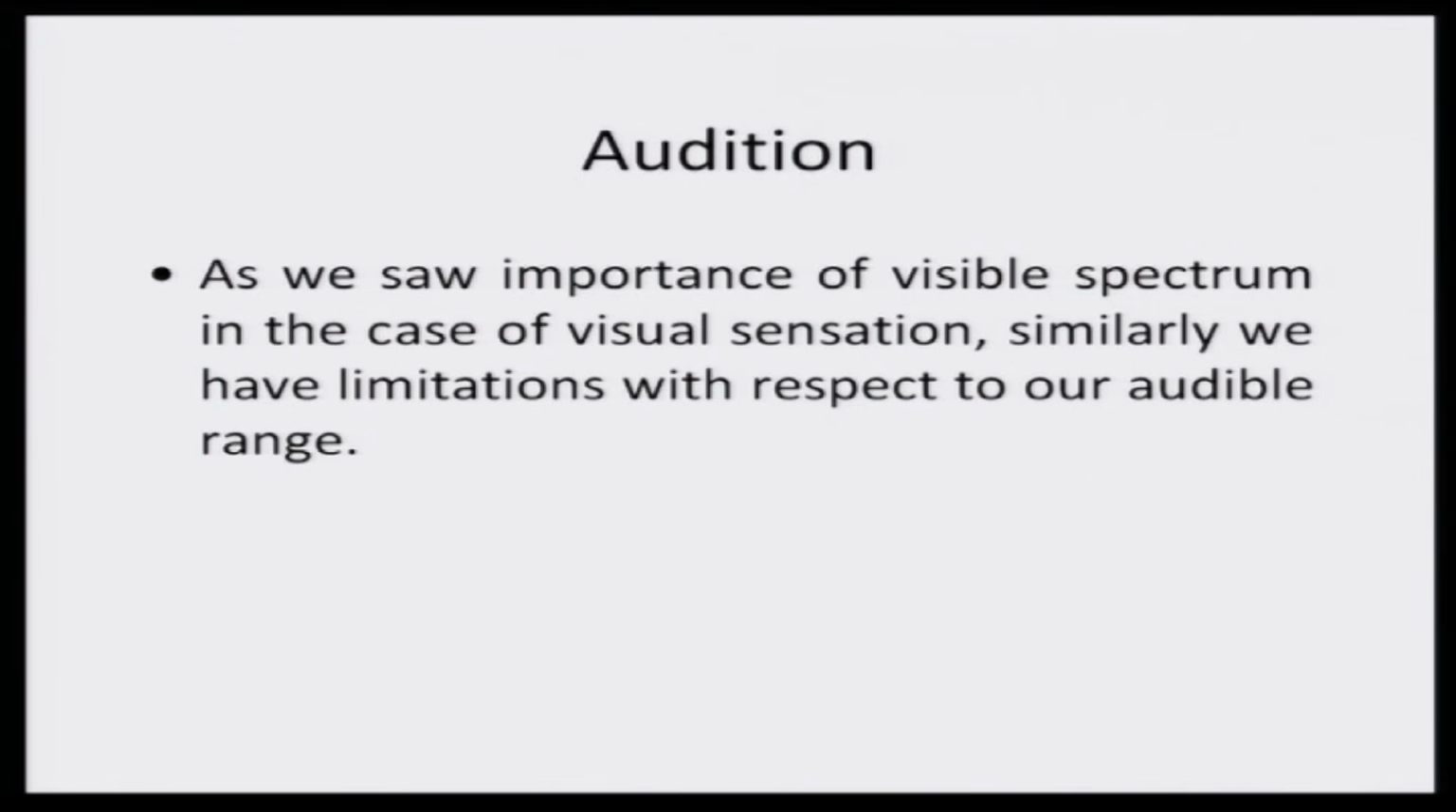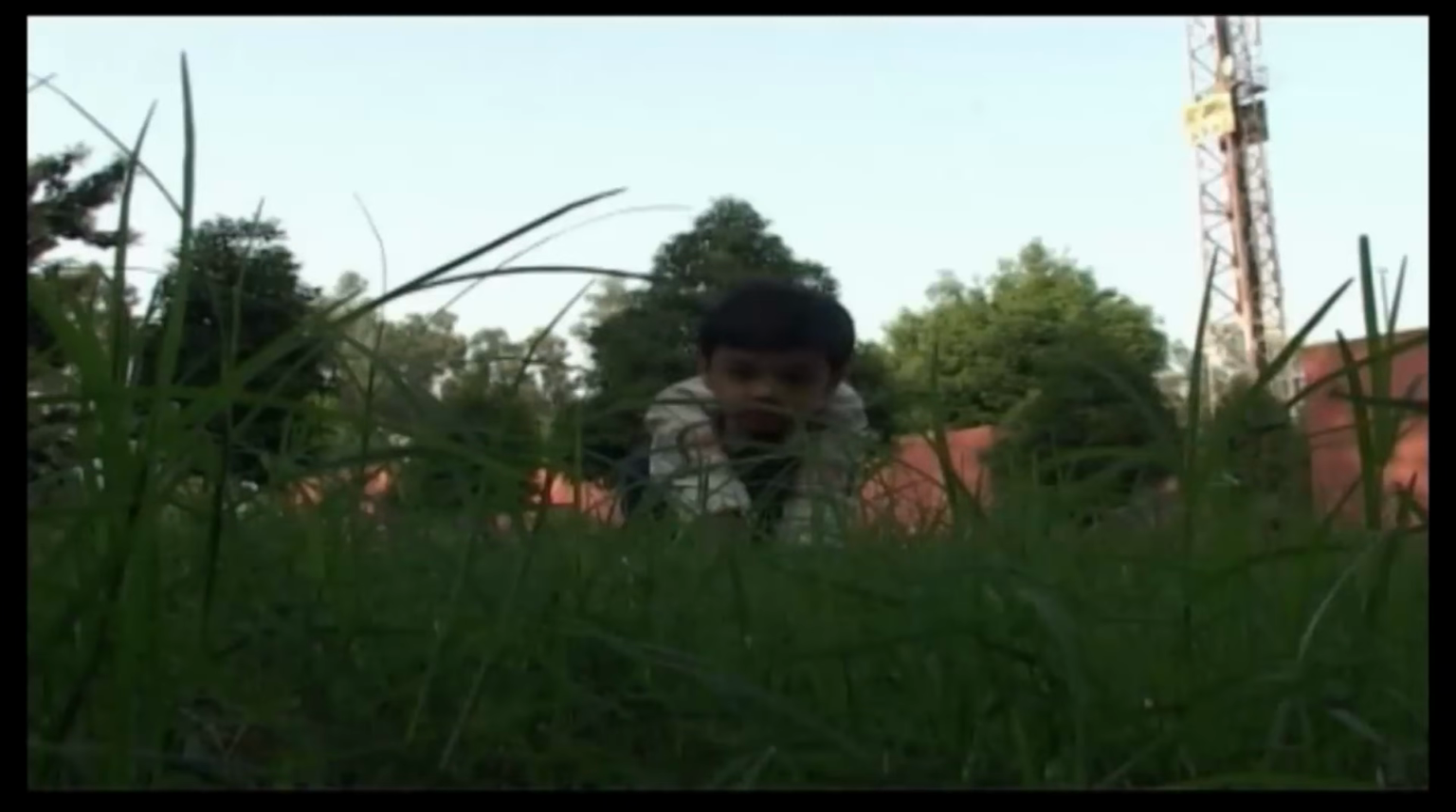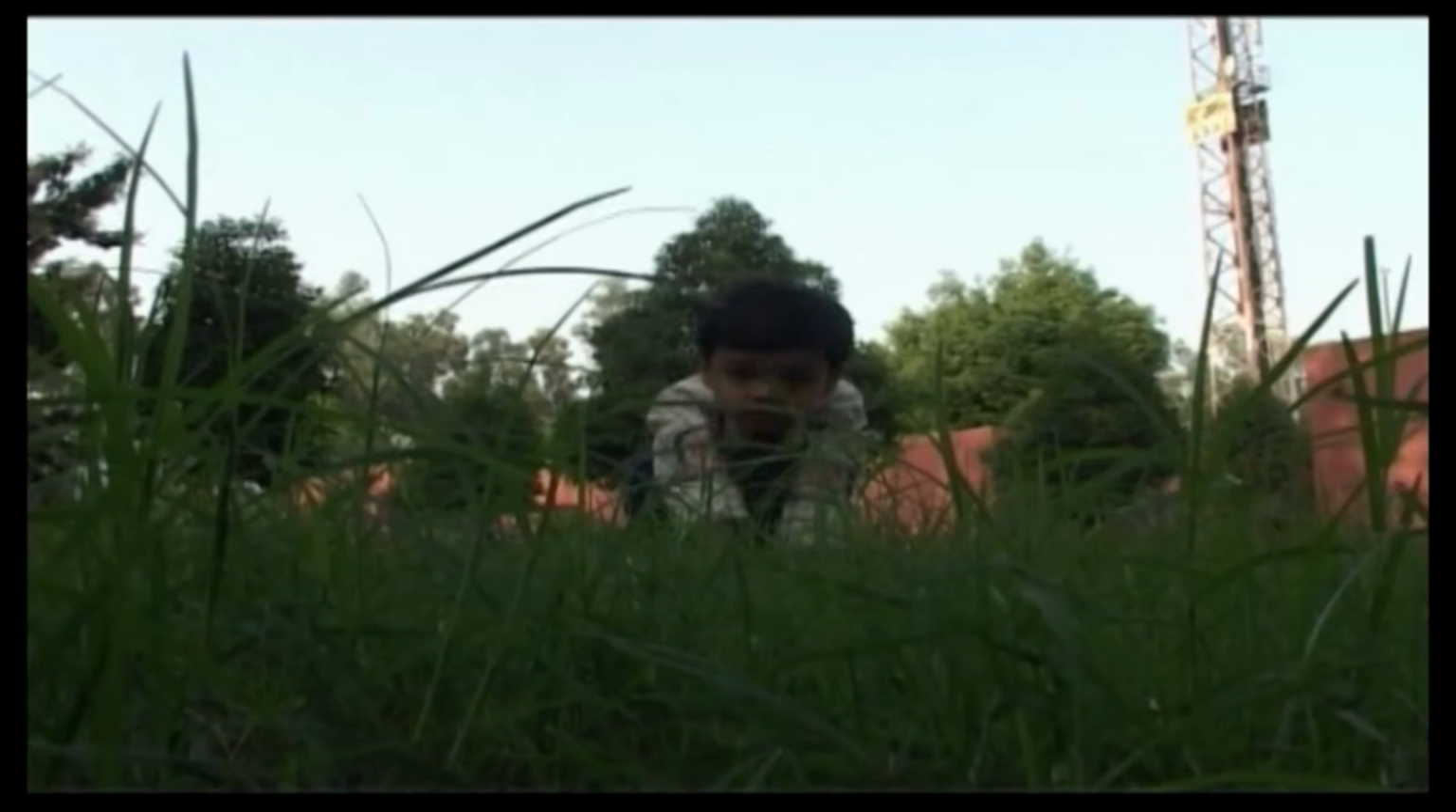Now, in the video that you saw for the visual mechanism, you realize that we have a limitation in terms of our visible spectrum. It is not that the entire range of light can be seen by us. So is the limitation even with our auditory mechanism. To comprehend the auditory mechanism, let us look at this video.